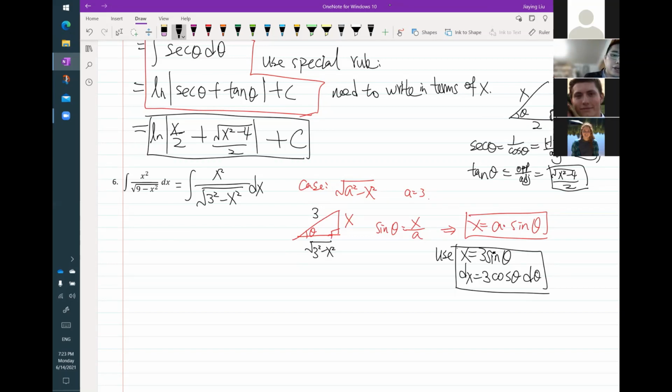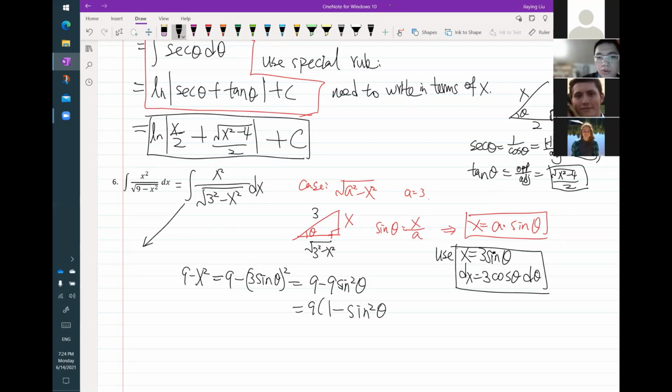Now I'm going to go back to the integral. We're going to rewrite it, but before I do that, I'm going to find 9 minus x squared first. So 9 minus x squared, that's 9 minus 3 sine theta squared. That's 9 minus 9 times sine squared. Take out a 9, so that's 9 times 1 minus sine squared. If you remember, 1 minus sine squared is cosine squared. You can write it as 3 squared cosine squared if you like, or 9. Doesn't matter.